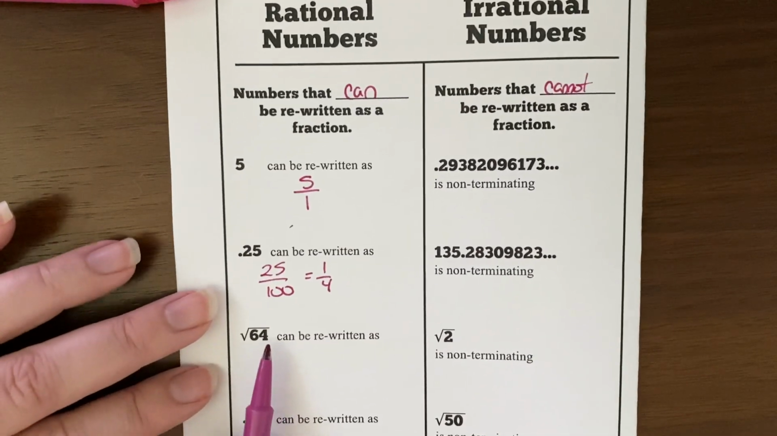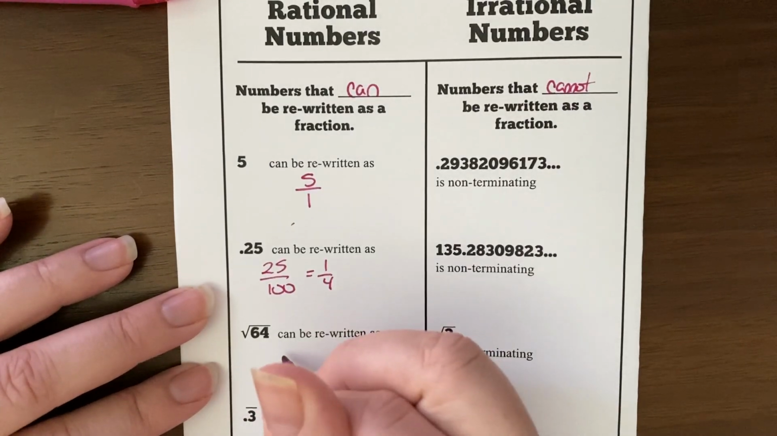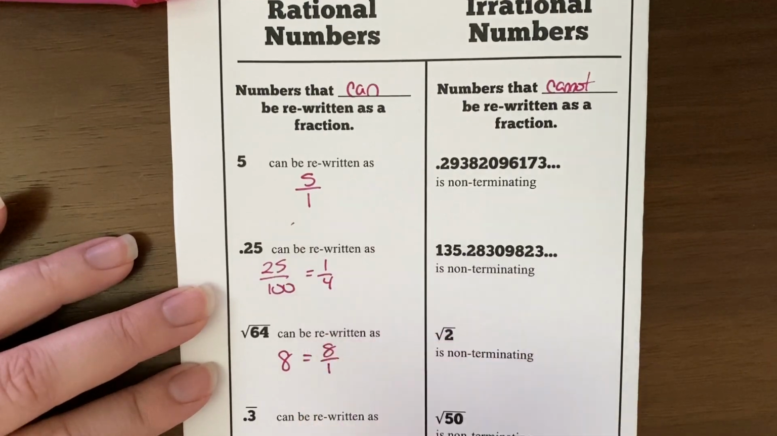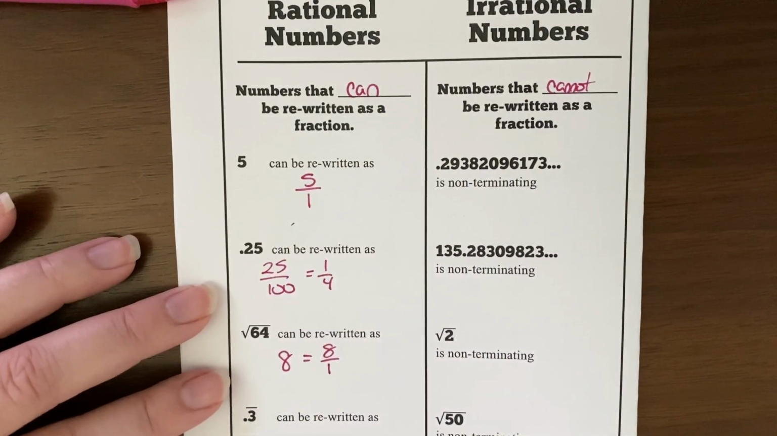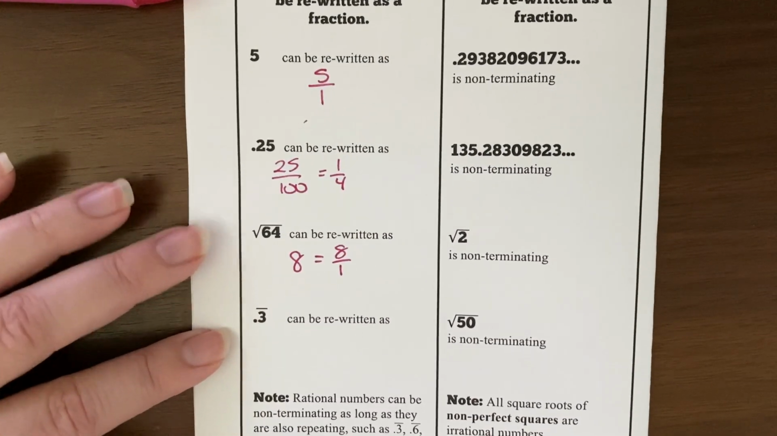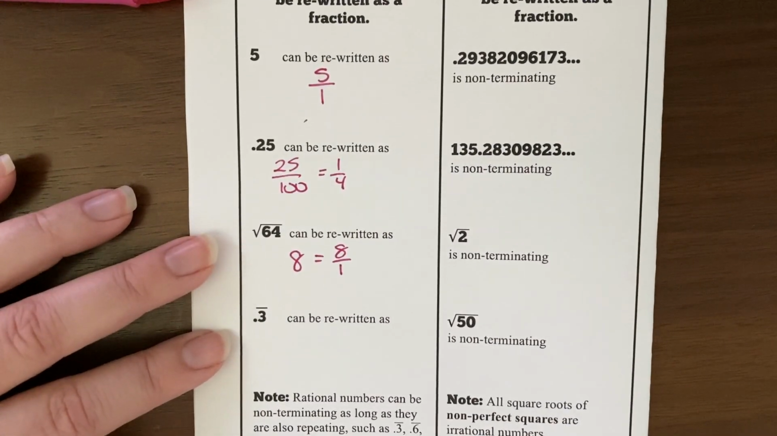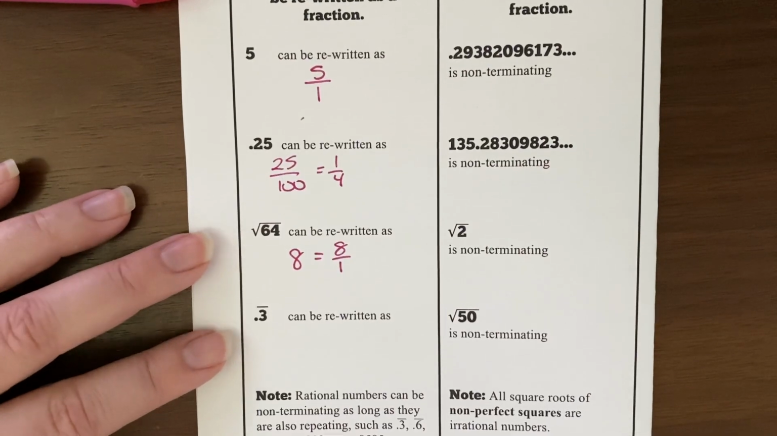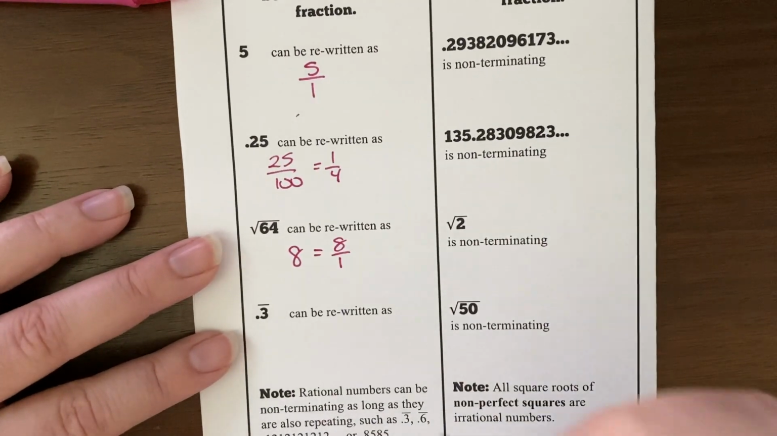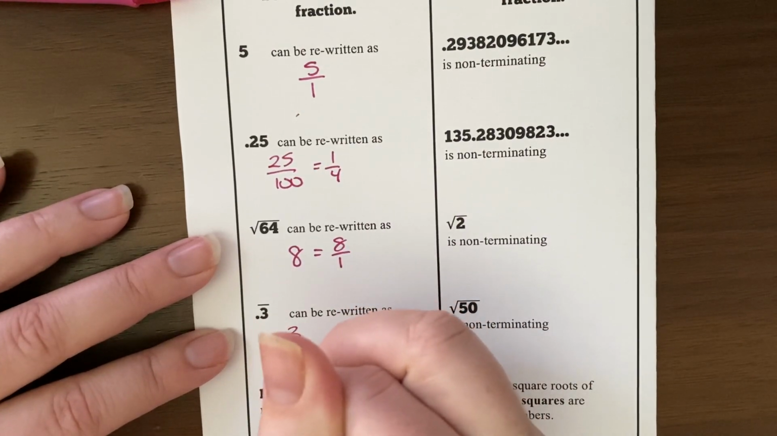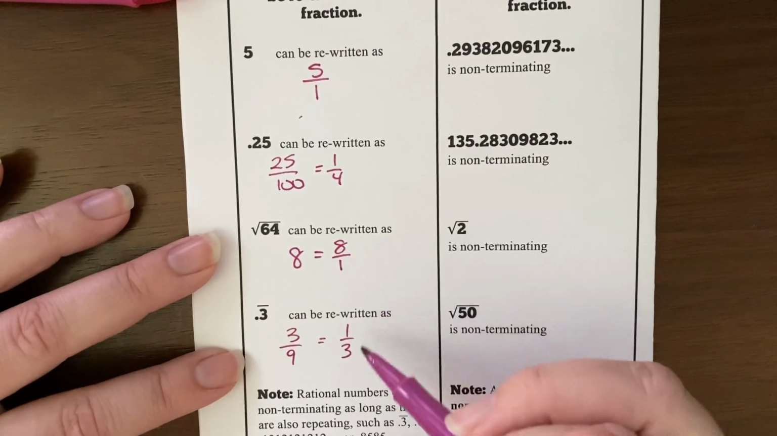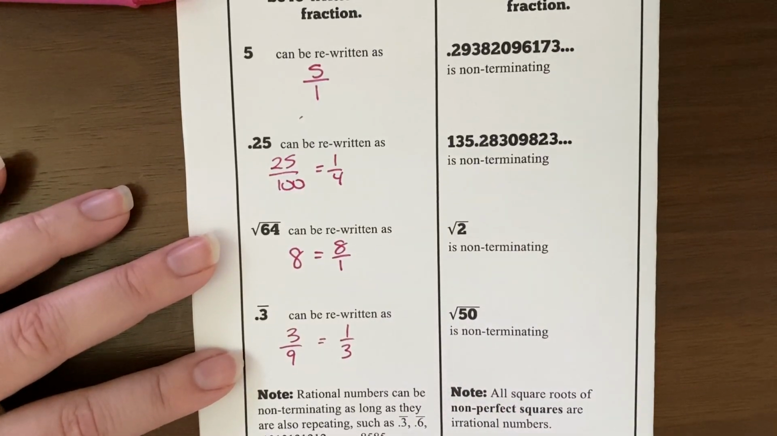Square root of 64. That can be rewritten as the number 8, and 8 can be rewritten as 8 over 1. So since it can become a fraction, it is rational. And then 0.3 repeating. This is a decimal that repeats, and any repeating decimal can be turned into a fraction. 0.3 repeating we know is 3 over 9, which reduces to 1/3. As long as you can make one fraction out of it, you're good to go.